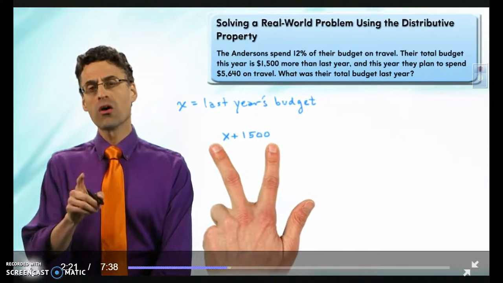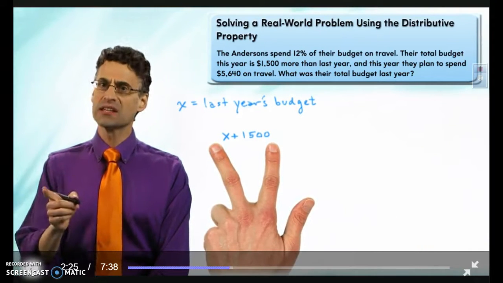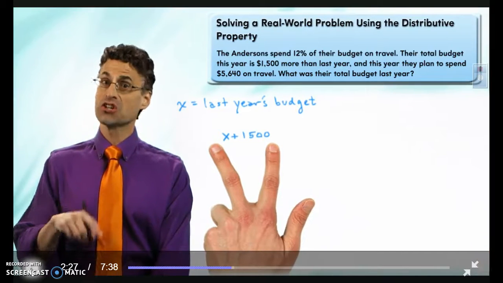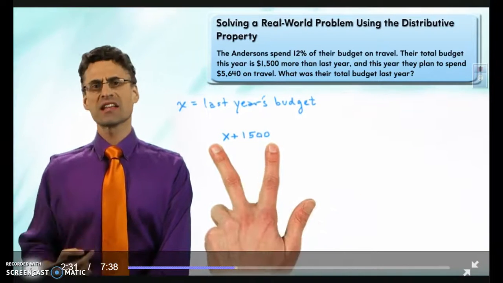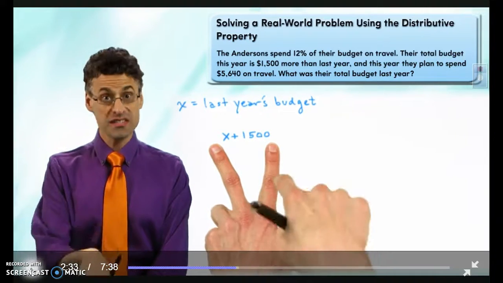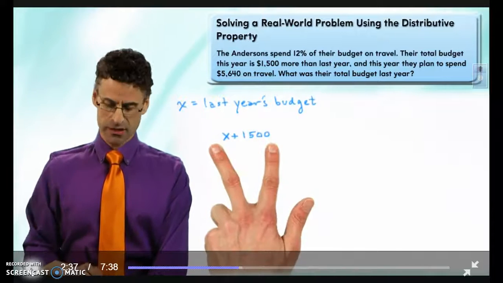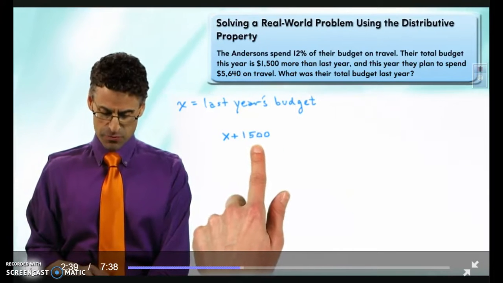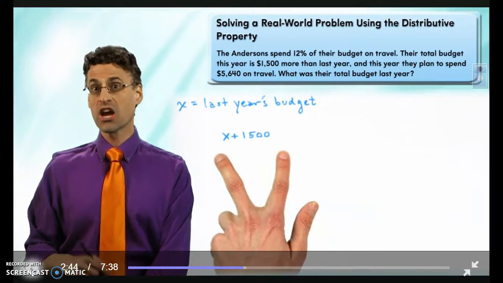Now, we know from the very first thing we were told that they spend 12% of their entire budget on travel. So that means if we take 12% of this, that's going to be how much they're going to spend this year on travel. Because remember, that's the total budget they have for this year. It's $1,500 more than last year. Okay, so what's 12% of this?